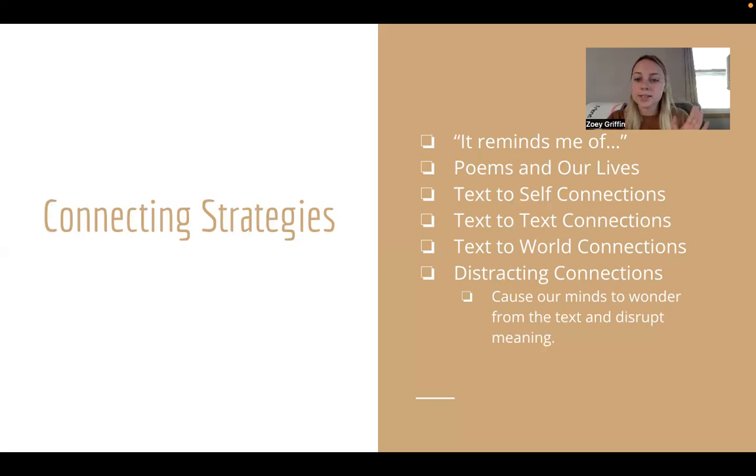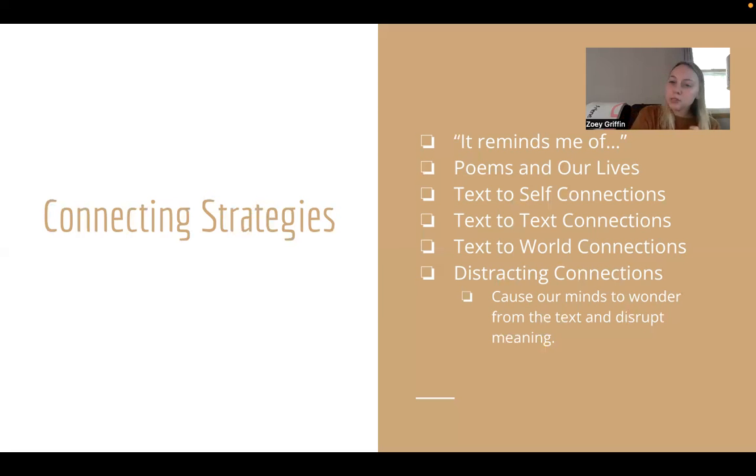And then you're going to look at text connecting to the world and the things that they see around them. So this could be news stories they've seen, the way that they know the world works, just different things that they see all the time or that they know about already that can help them understand this text a little more.